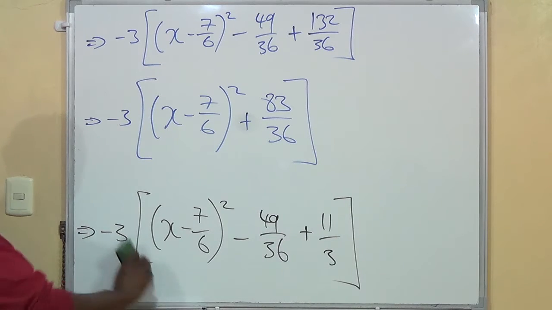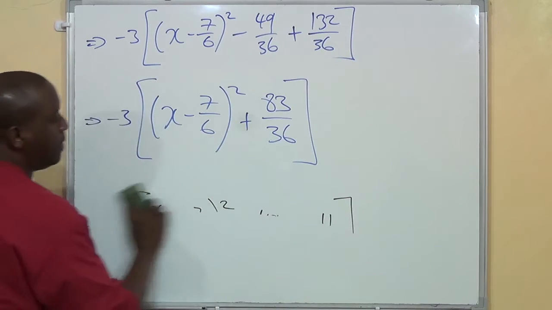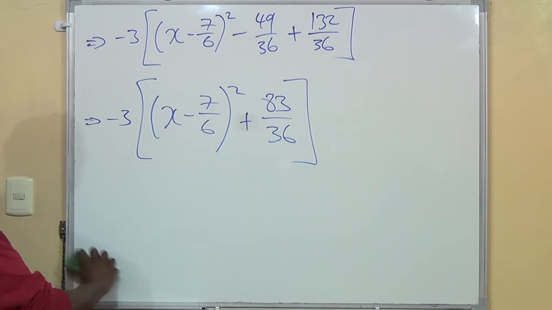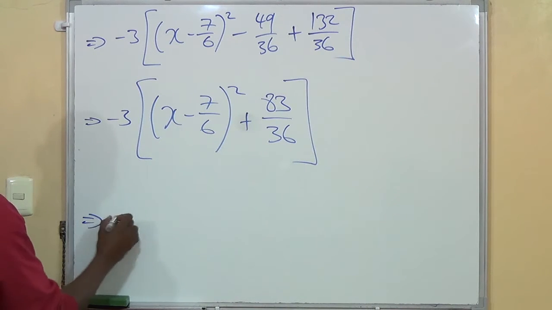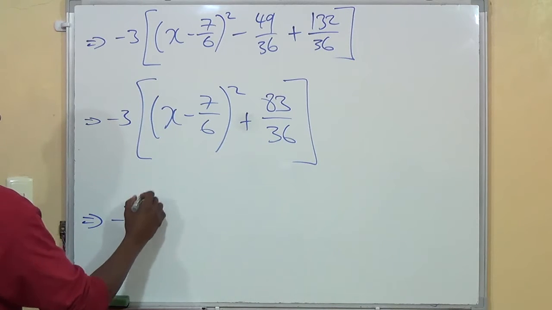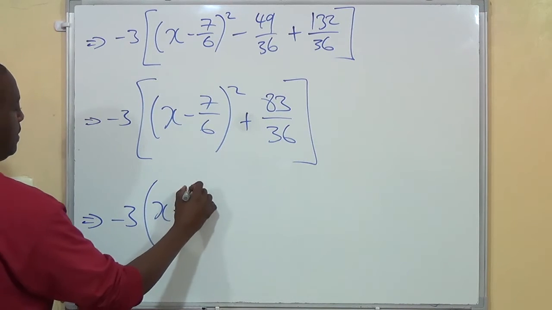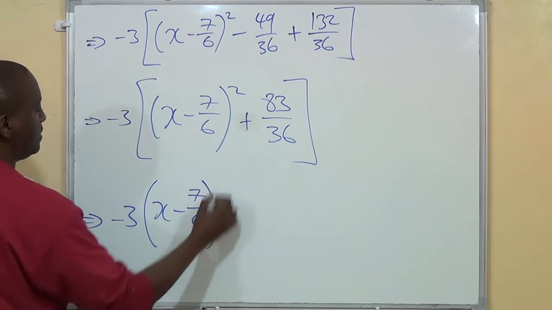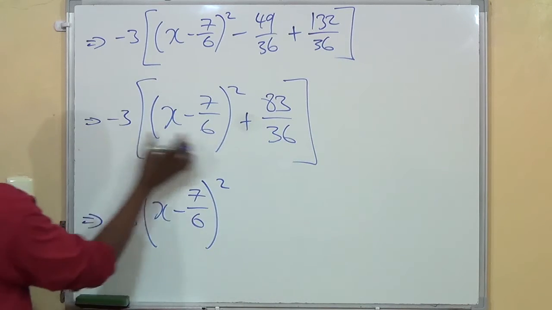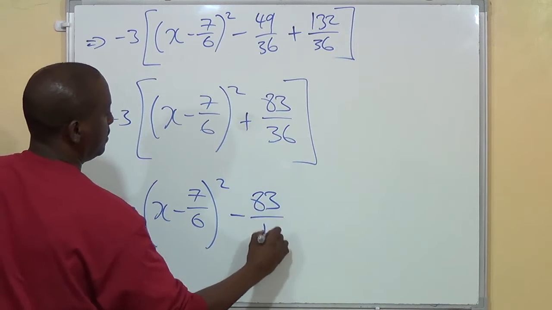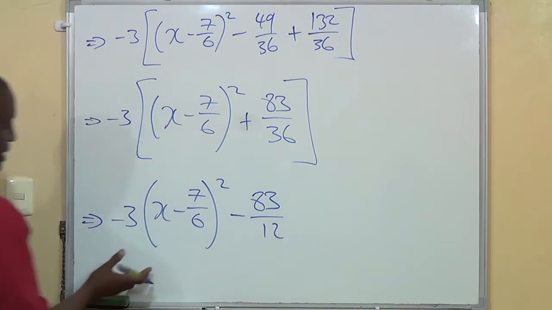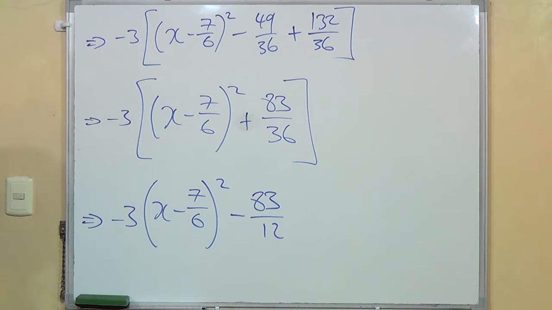So in the last line now, we're going to multiply everything back by minus 3. So that will give us minus 3 multiplied by (x minus 7 over 6) squared. And minus 3 multiplied by 83 over 36 will be minus 83 over 12. And that there is your answer.